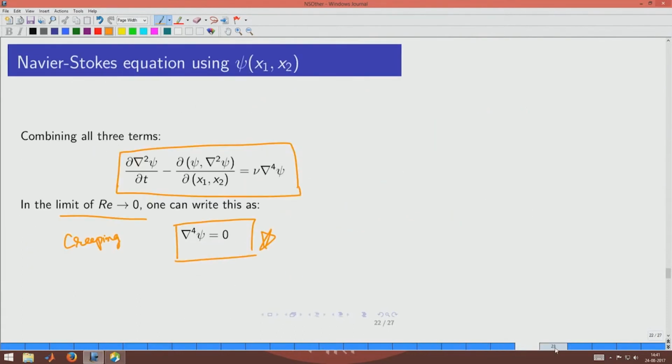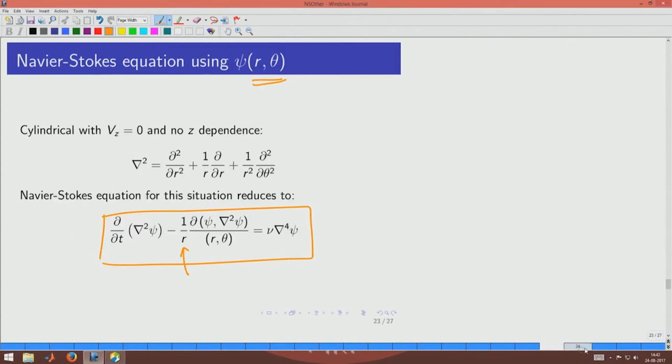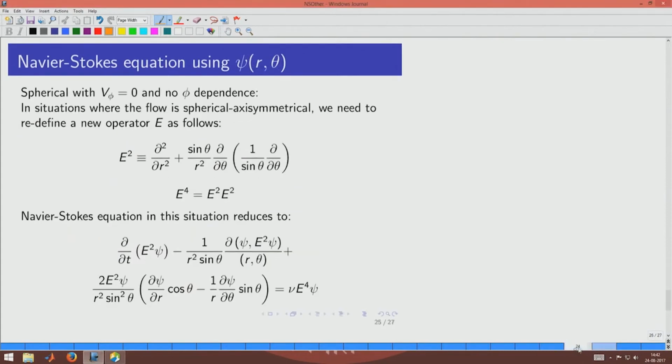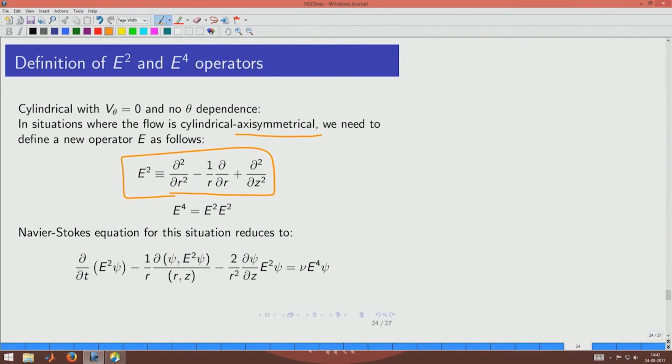So, we now need to give a new name for the operator we have at hand, and that is why we call it E square. The operator is different, and so we call it E square. This operator is then also used to define one more operator, E fourth, which is basically the E square operator on itself. You could see that this operator is basically the axisymmetric analog of the del square operator. And of course, E fourth is the same thing for del fourth.